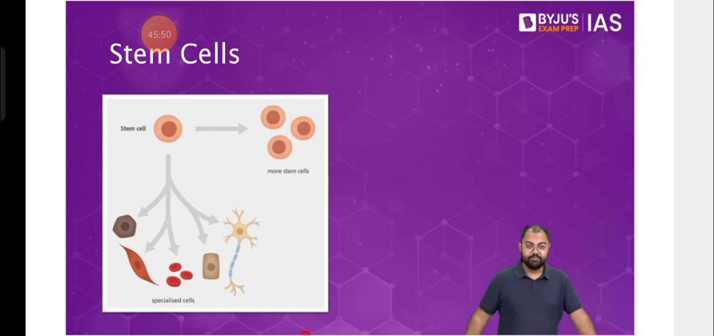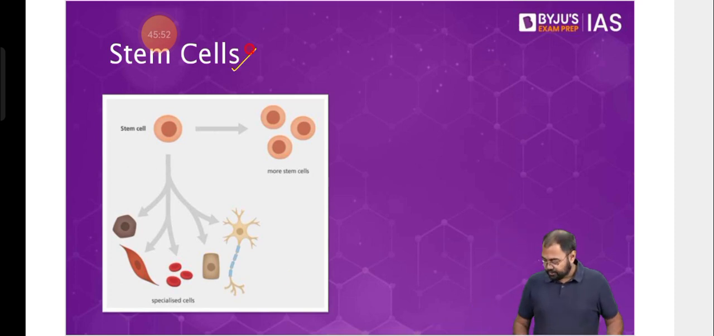Now, one more concept before we take a break. This is about the stem cells. First and foremost, when it comes to the concept of stem cells, understand what stem cells are. Stem cells, you can say, are unspecialized cells, from where all the cells in our body will be formed.